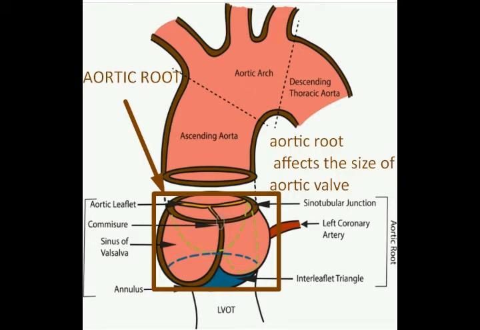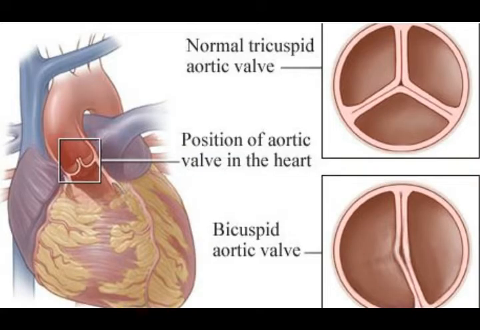The aortic valve has three flaps of tissue, or leaflets, that snap open and shut to release oxygen-rich blood from the heart. In pathological aspects, it could be a bicuspid valve, which needs surgical intervention to correct.